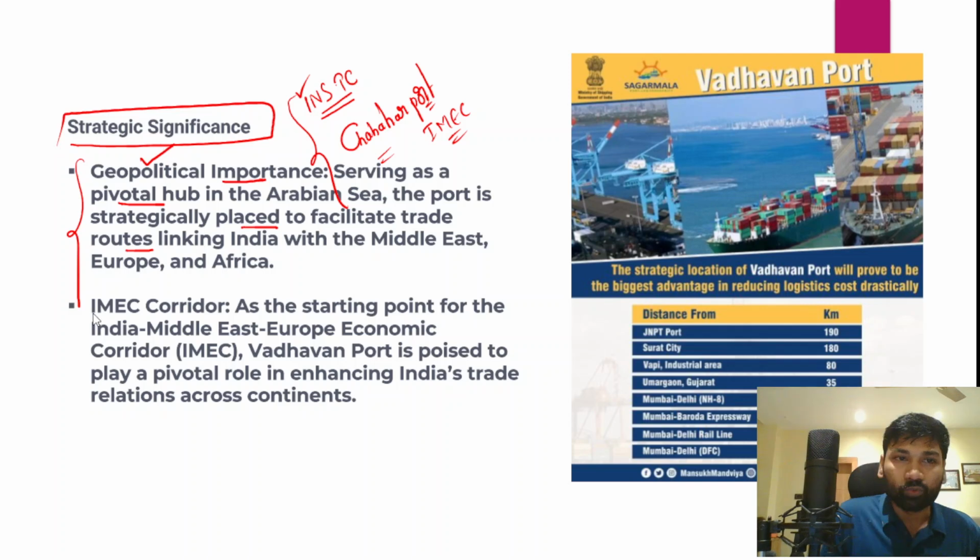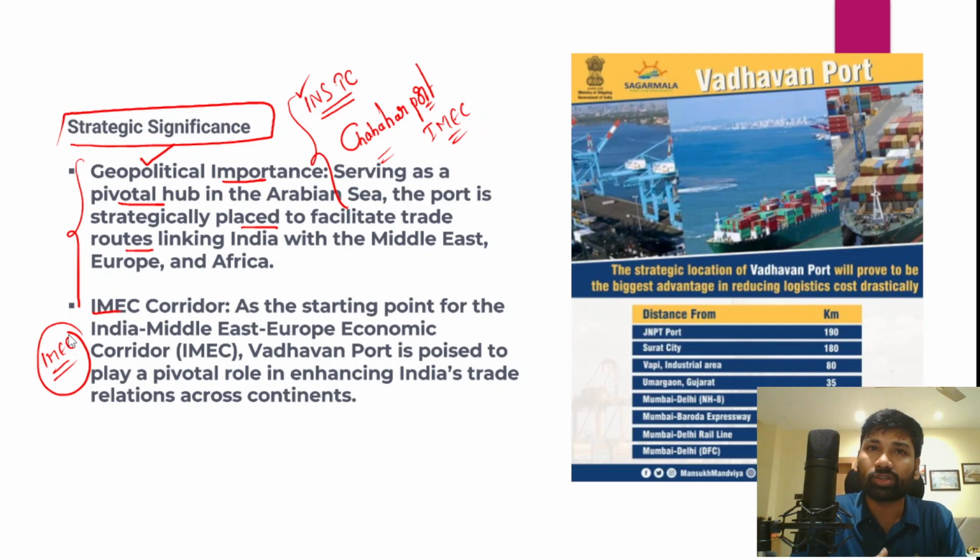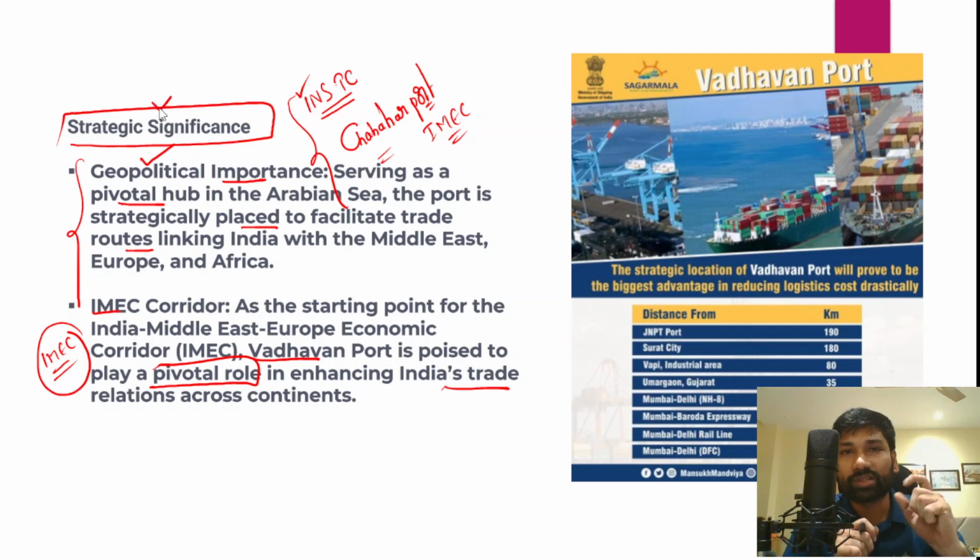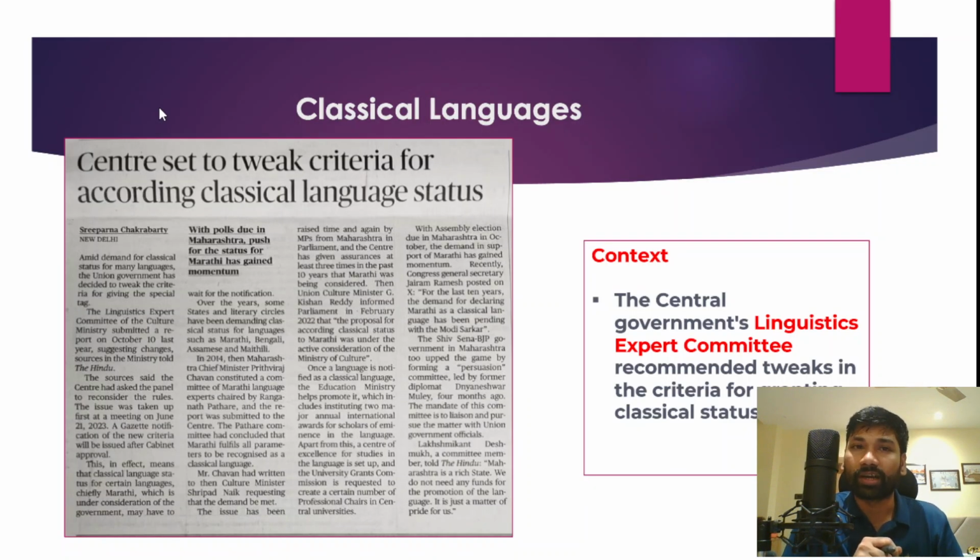And we should not forget the India-Middle East Economic Corridor, because it is one of the starting points for the corridor that has recently been gaining a lot of prominence across all the participating countries. And therefore this Vadhavan port is poised to play a very pivotal role in further enhancing India's trade connectivity across different regions. So this is the strategic importance of developing Vadhavan port in Maharashtra. One thing that you need to understand is that this is very important from the prelims perspective, and you can also quote this port if you write the mains answer as well.